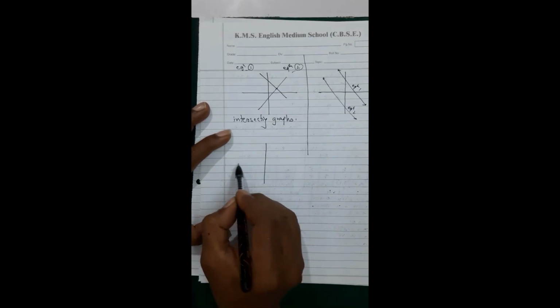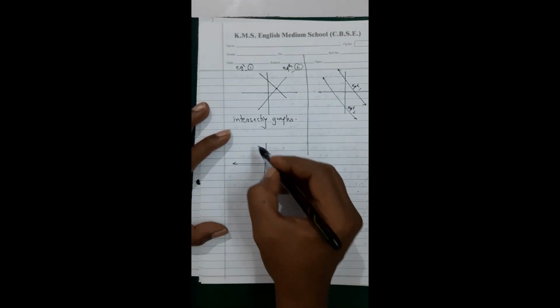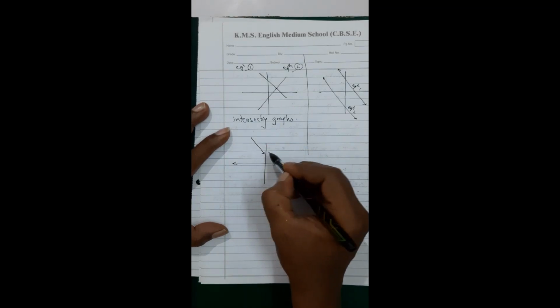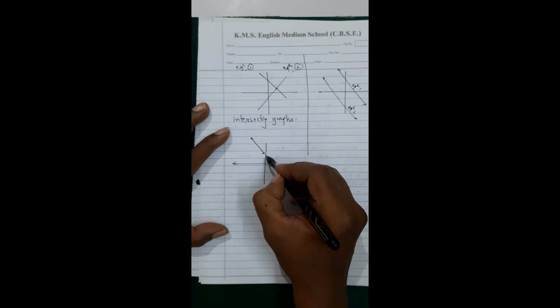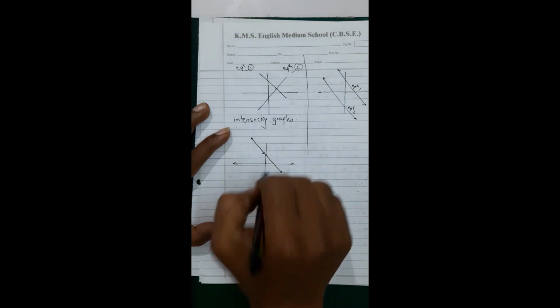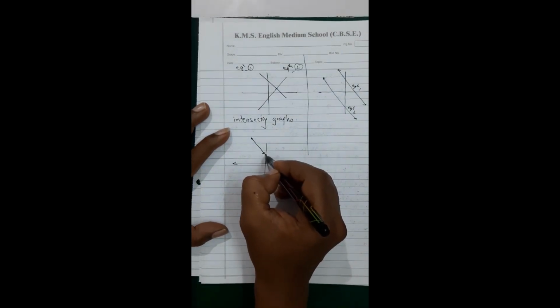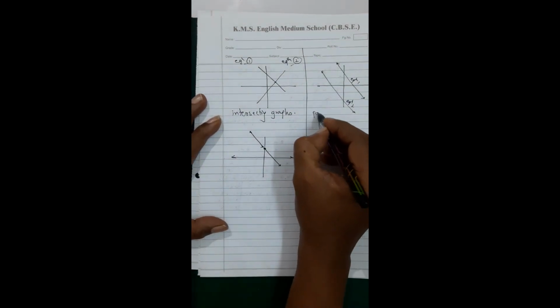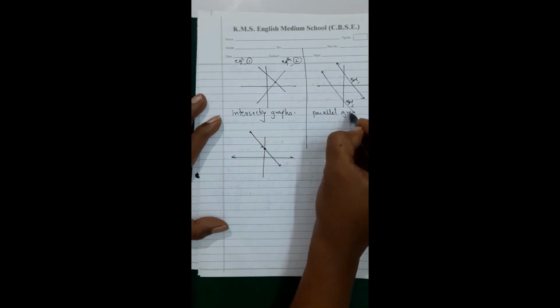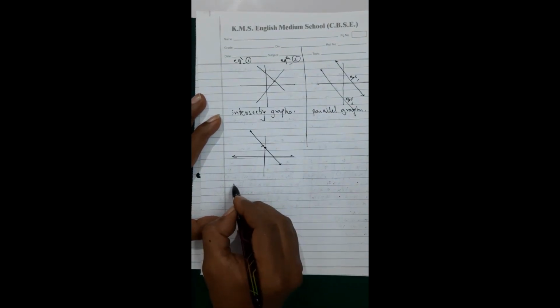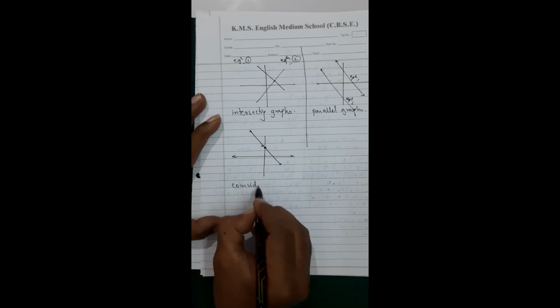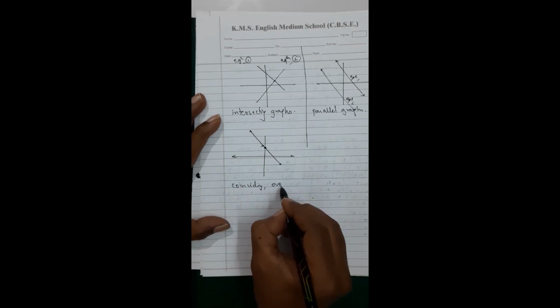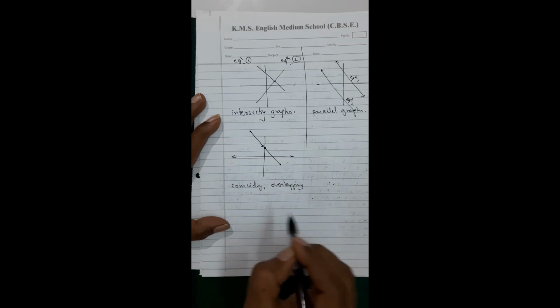Fine. Otherwise, one more interesting thing can happen. If I draw one graph, one equation, and I draw another equation, they basically are overlapping each other. The graphs will overlap each other. You can have intersecting graphs. You can have parallel graphs. You can have coinciding or overlapping graphs.